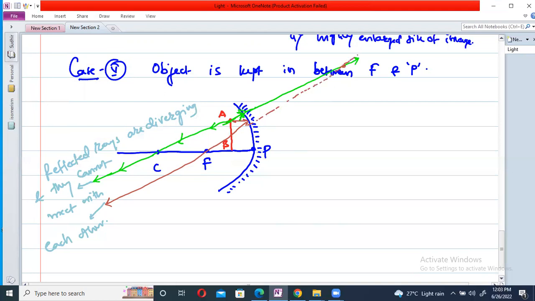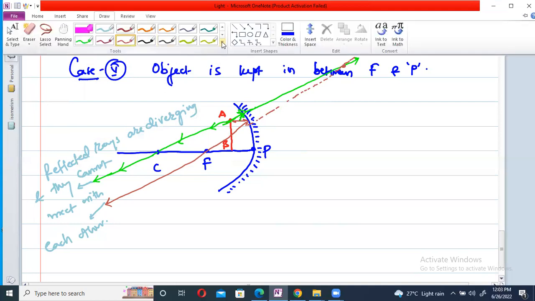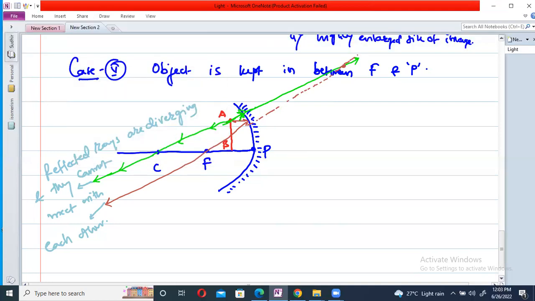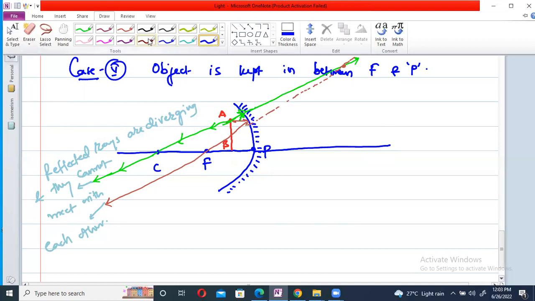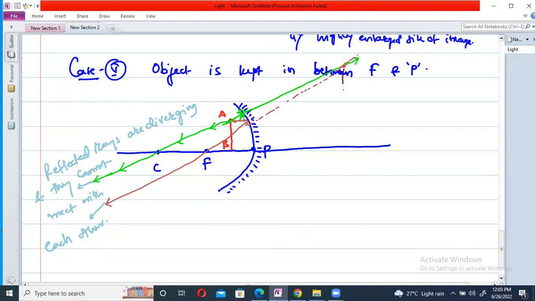See, these rays are meeting at this point. Now, as these rays are meeting at this point, we can make the principal axis here, and hence this is the image obtained here, A dash and B dash. See, in this case, the image which is obtained is upright, that is, an erect image was obtained here.